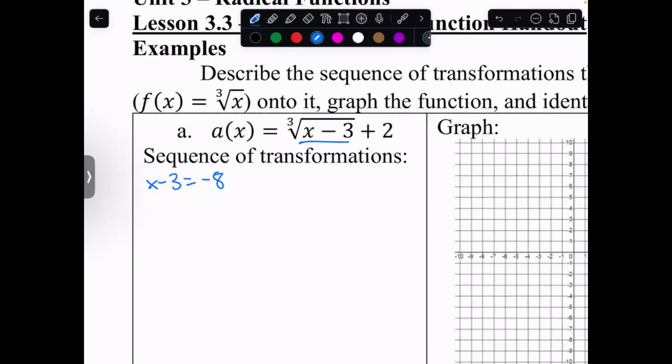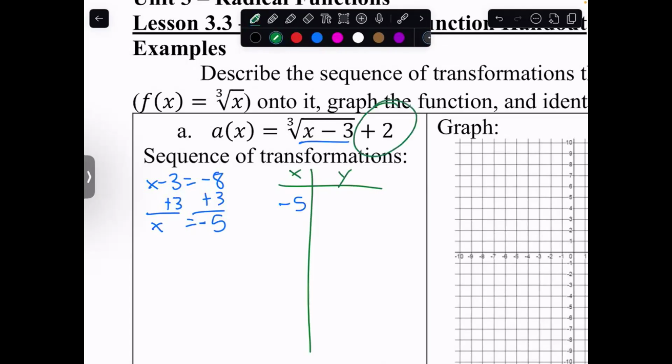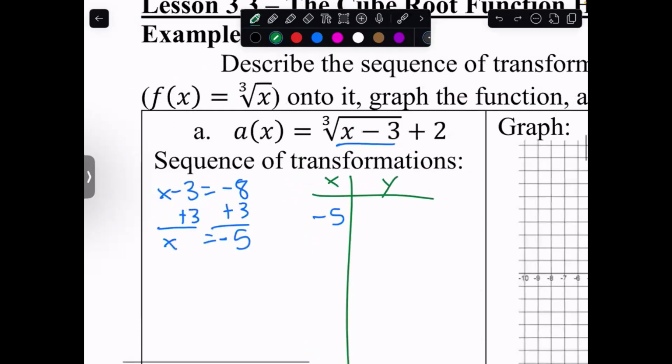To get the x by itself, we would add 3 to both sides. So x is going to be, oh, sorry, that's -5, my mistake. So -5 will be a good x value. Again, you don't use the +2 because that's outside the cube root. Let's see what happens when we plug -5 into the equation.